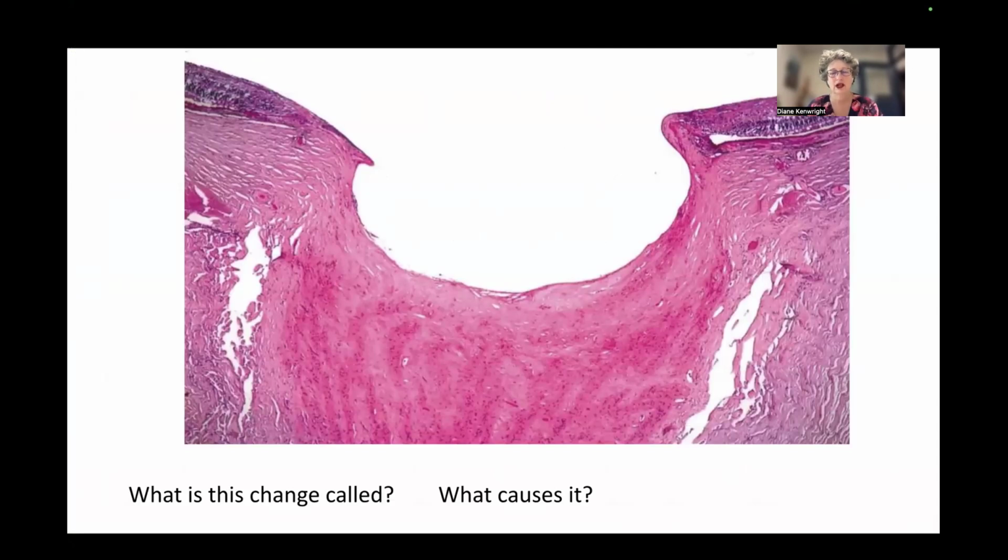The way I teach glaucoma is there's a set of common changes at the back of the eye, and then there are more specific changes depending on what's happening with the glaucoma type, mainly at the front of the eye. So this is the first one.